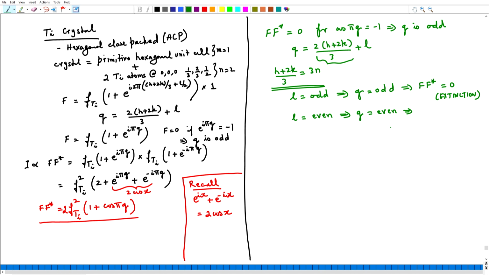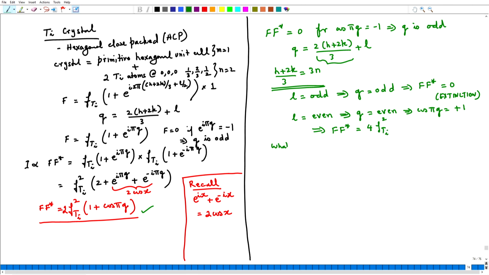So, cos of pi q will be plus 1. So, this gives me cos of pi q would be plus 1. Hence, f star, which is this, the bracketed term will give me a plus 2. So, f star would be 4 times f T I square.